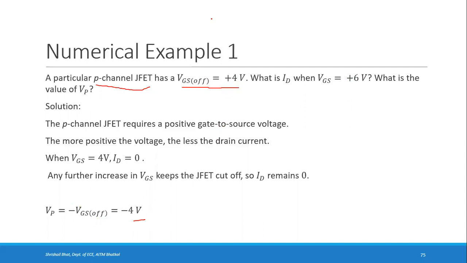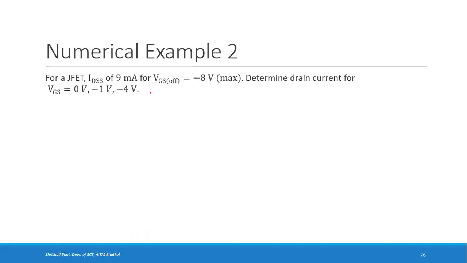Okay. Next example we have for a JFET. It is given for a JFET, IDSS is equal to 9 milliamps for VGS off equal to minus 8 volts. So it is given that IDSS is 9 milliamps for VGS off equal to minus 8 volts. Determine the drain current for VGS equal to 0, minus 1 and minus 4. So 3 values of VGS are given. You are asked to find the drain current ID.